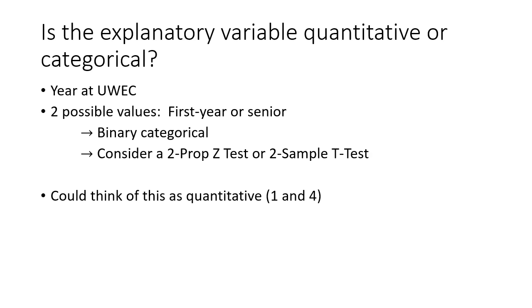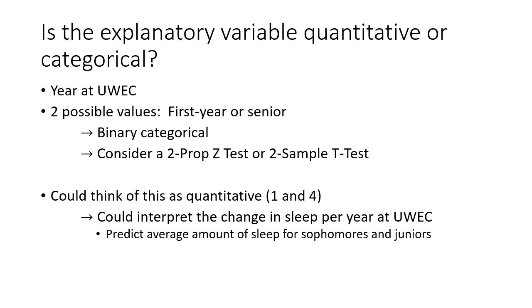Alternatively, we could think of year at UWEC as a quantitative variable, with the number of years a student has been at UWEC being either 1 or 4. The advantage of this would be that we could interpret the change in sleep per year a student has been at UWEC, which would let us predict the average amount of sleep for sophomores and juniors as well.